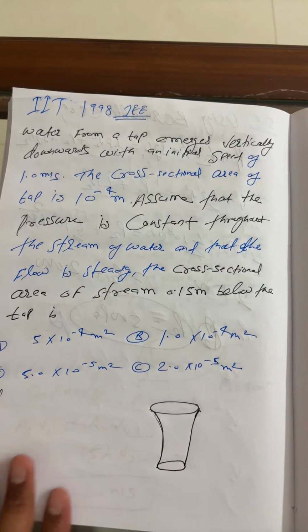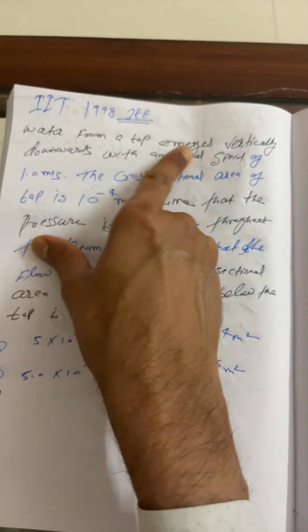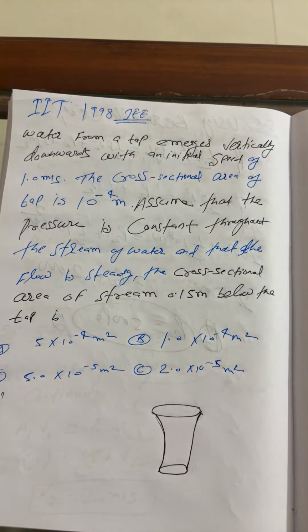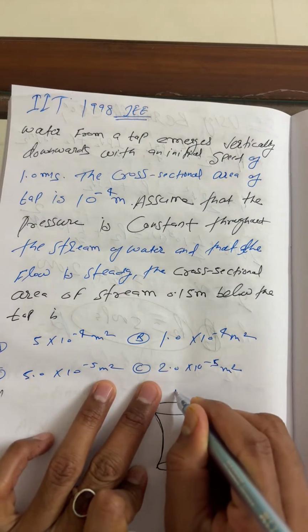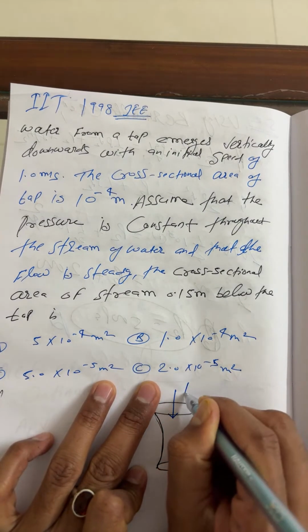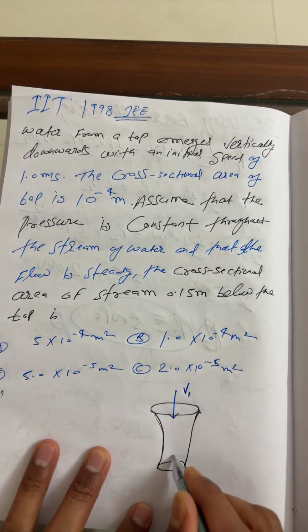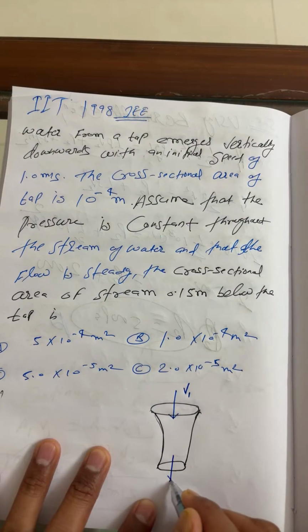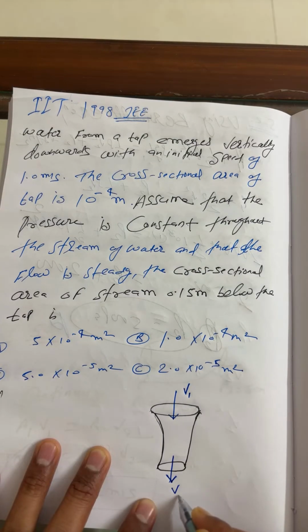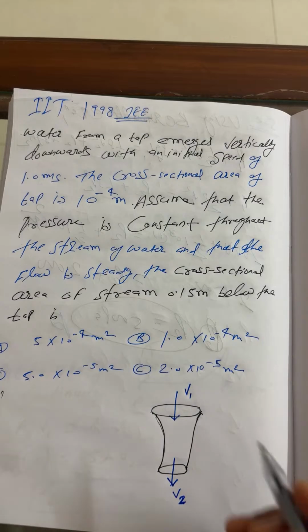You can take into consideration like this. The water from a tap emerges vertically downward. So, you can take the water coming in this direction. This is V1. Then, what you can say, this is V2.